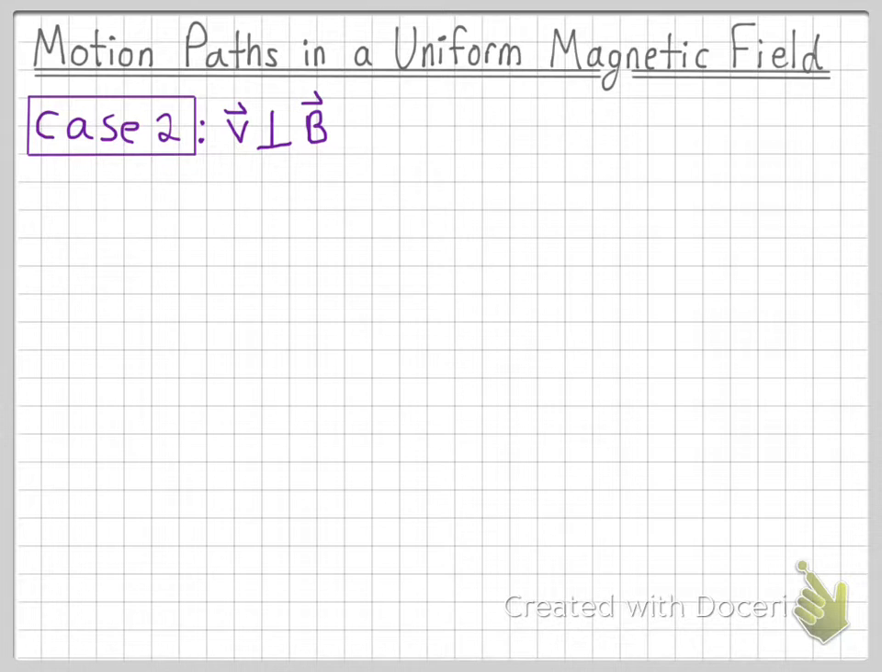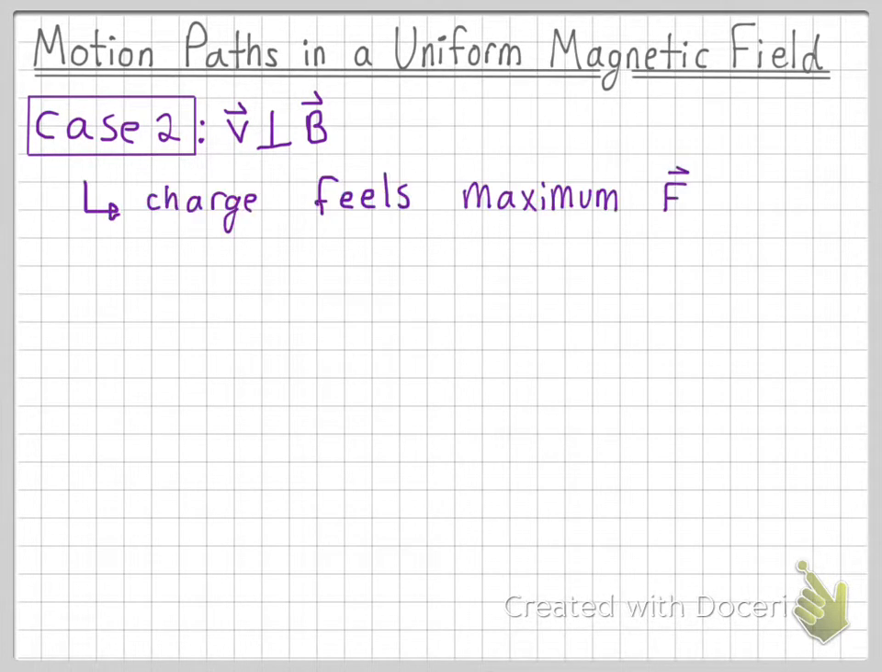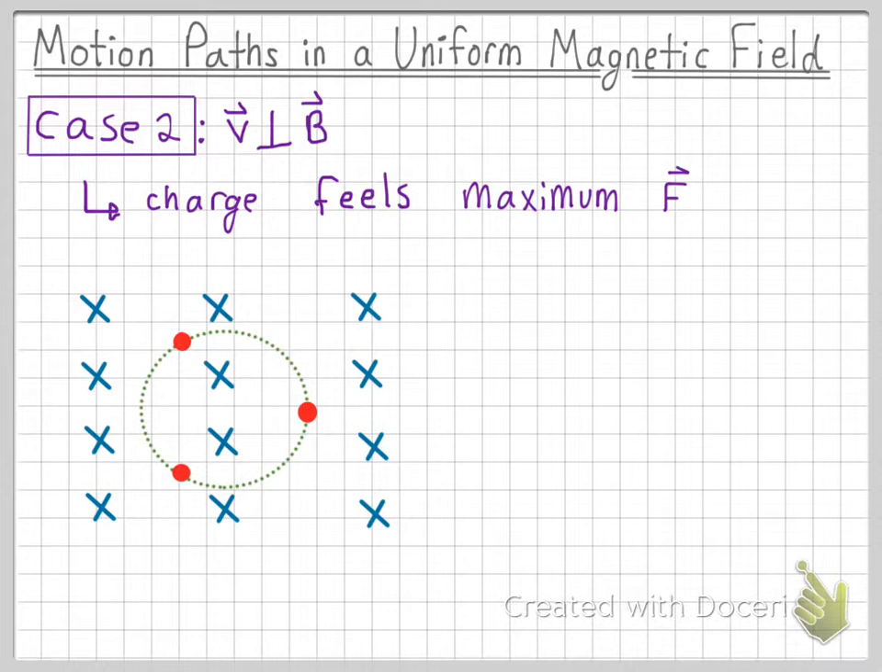The second case is when the velocity of the charge is perpendicular to the magnetic field. This is when the charge would feel a maximum amount of force. So let's look at this example. We have a magnetic field that is pointing into this paper, and let's look at these three positive charges. So the charges end up traveling in a circle as shown with the green line.